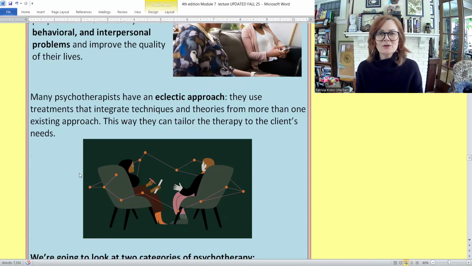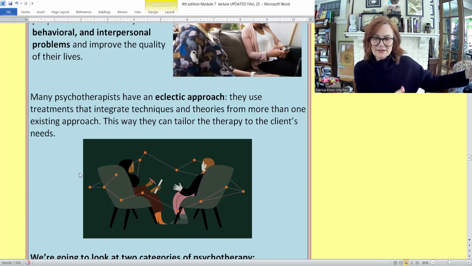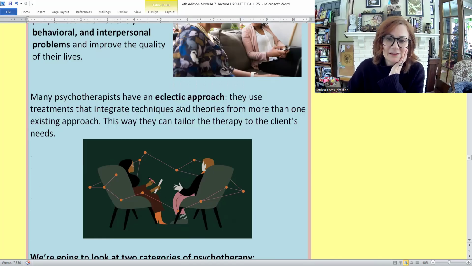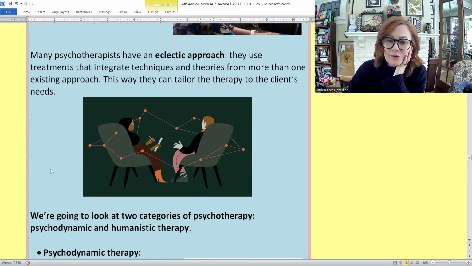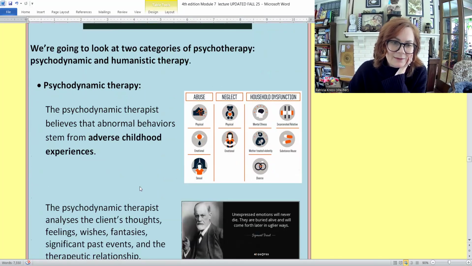So we kind of pretend when we teach this stuff that there are behaviorist therapists and there are kind of talk therapists, when in fact, a given therapist might have a lot of tools in their toolkit and use different ones for different clients, right? Tailoring the therapy to the client's needs. So we're going to look at two categories of psychotherapy: psychodynamic psychotherapy and humanistic therapy. So starting with psychodynamic therapy.